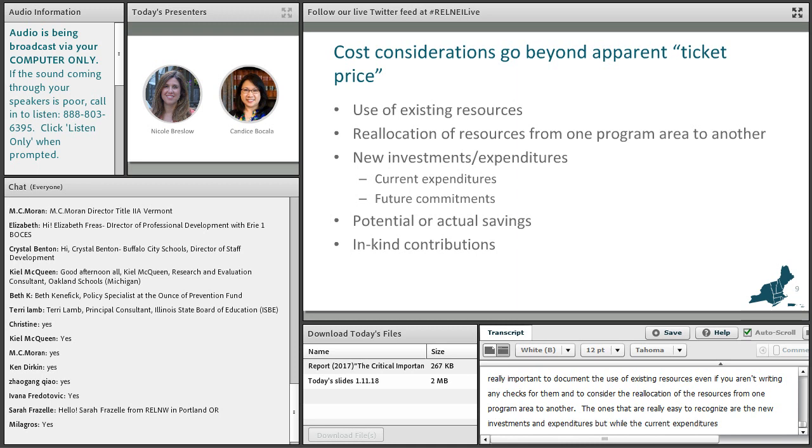But while the current expenditures are really easy to think about, people often forget to consider future commitments. Take, for example, in some districts, teachers who complete professional learning earn higher salaries into the future, which is a significant hidden cost of professional learning. There may be some savings, and we'll look at some examples of that in the case study later on. And finally, some resource needs might be filled by in-kind contributions.